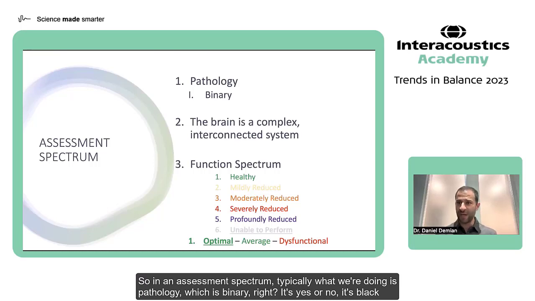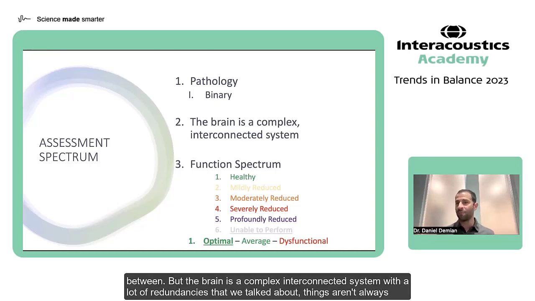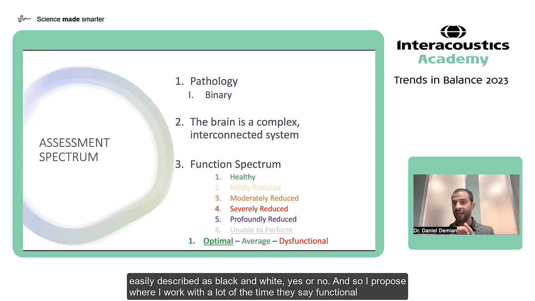So in the assessment spectrum, typically what we're doing is pathology, which is binary, right? It's yes or no, it's black and white. Do you have the condition or do you not have the condition? And there's not a lot of room to say things in between. But the brain is a complex, interconnected system with a lot of redundancies that we talked about. Things aren't always easily described as black and white, yes or no.